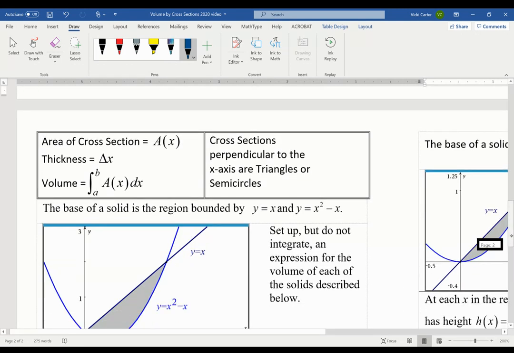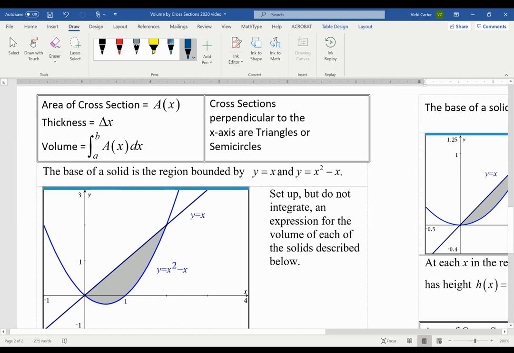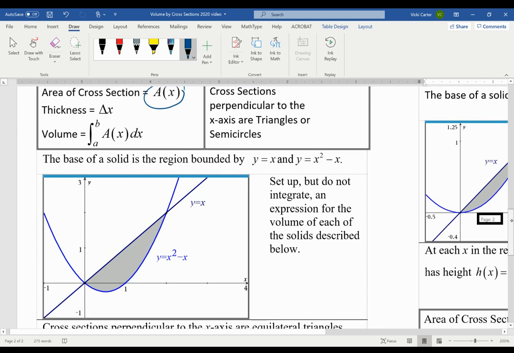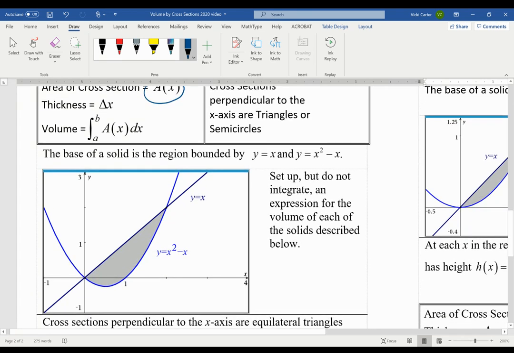Okay, all right. So now nothing has changed. We're still going to be doing an area of the cross section. Okay, that's still going to be the key here. The thickness is still going to be dx because we're going to work with slicing perpendicular to the x-axis. Although some of the Khan Academies might have done some perpendicular to the y-axis, I just want you to concentrate today on these pages where we're perpendicular to the x-axis. But this time we're going to look at triangles and semicircles.